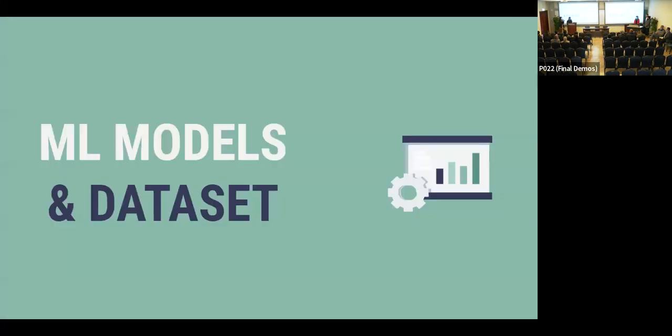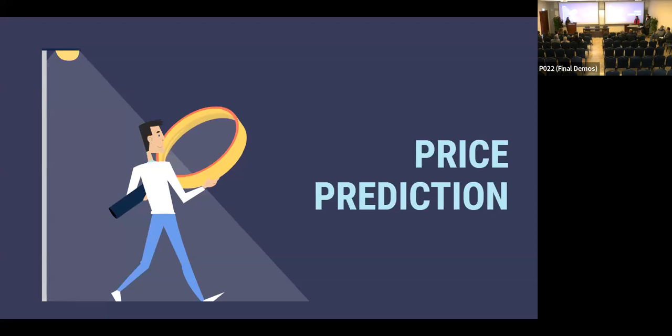Okay, so now we're going to move on to the machine learning models and their data sets. So the first model is the price prediction model, which estimates the current price of the properties entered on the web app.